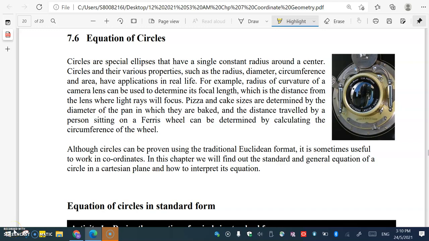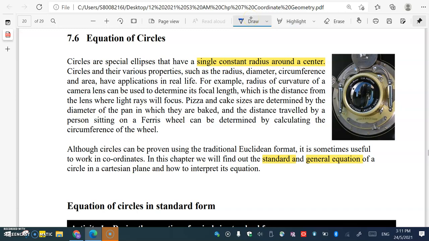Good day. In this module, we are going to discuss the equation of circles. What are circles? Circles have a single constant radius around a center. Circles and their various properties, such as the radius, diameter, circumference, and area, have applications in real life. In this chapter, we will find out the standard and the general equation of a circle in a Cartesian plane, and how to interpret its equation.